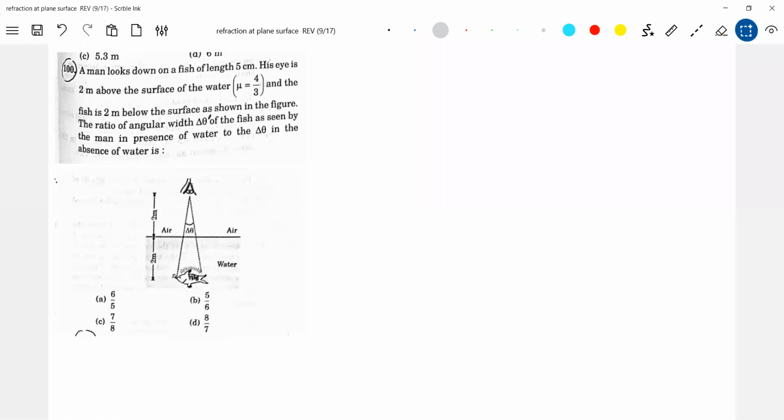It's a diagram based question. So I want students to draw the diagram. Through the diagram, you are supposed to analyze that angular width. Will it change? First of all, what do you mean by angular width?